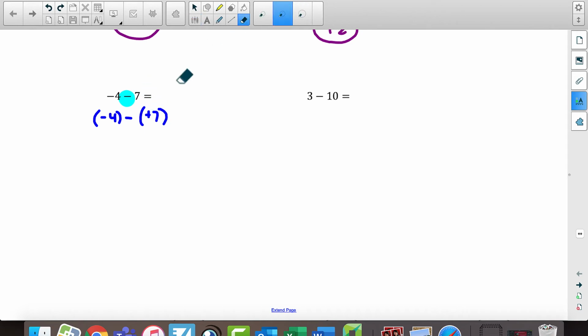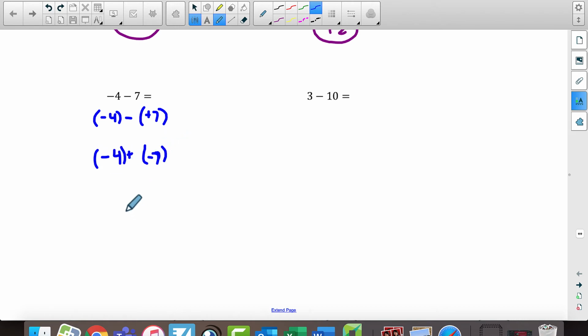Alright, once you've distinguished that, you probably don't need to write what I've written so far, but once you've figured that out, you know you keep the first number the same, you change the subtract sign to an addition sign, and that 7, or that +7 if you like, changes into a -7. Alright, what do you have more of, positives or negatives? Well, they're all negative. You have 4 negatives and 7 more negatives. So 4 and 7 means you have 11 more negatives than positives.